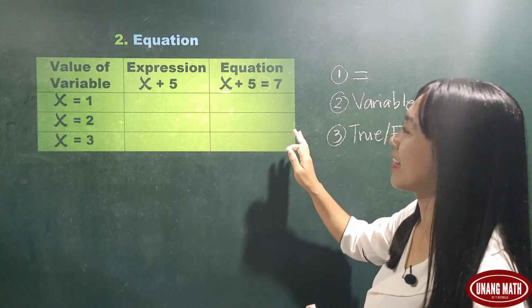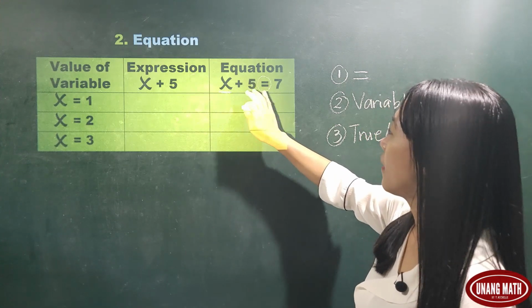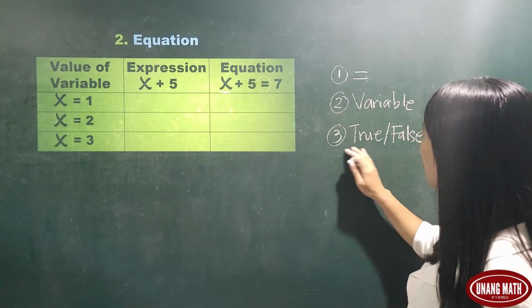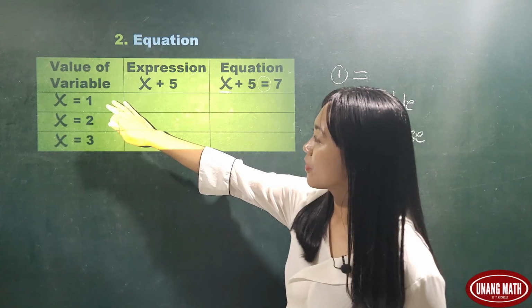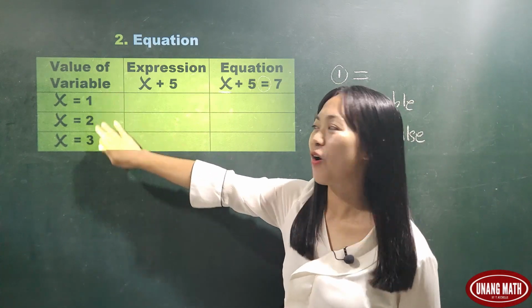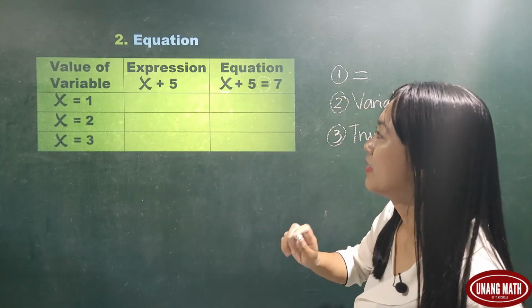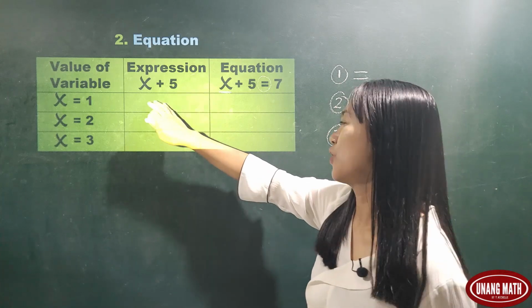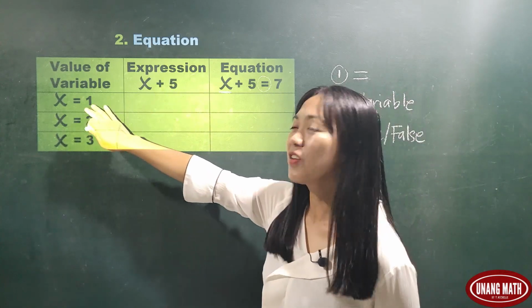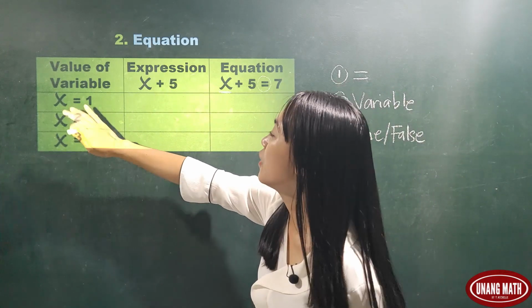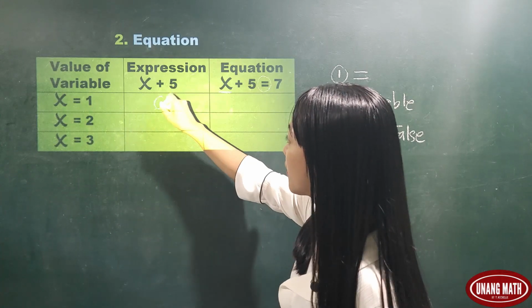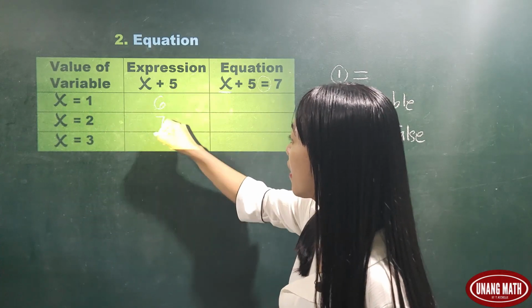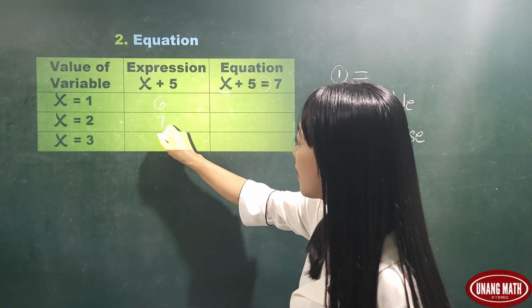Okay, now let's find out if x plus 5 equals 7 is true or false after substituting the value of variable x. Okay, for expression, let's say x plus 5. To simplify this expression, we just need to substitute the value of x. So if x is 1, then this is 6. If x is 2, then this is 7. If x is 3, then this is 8.